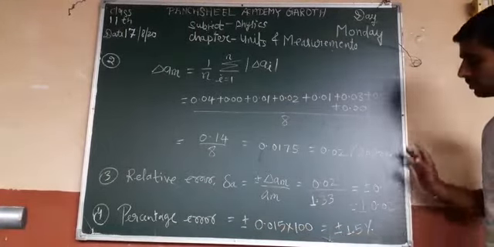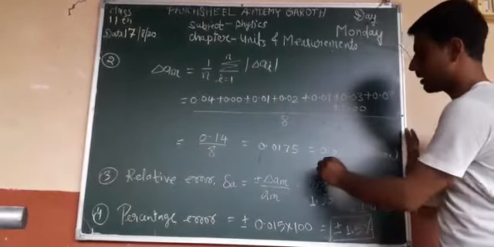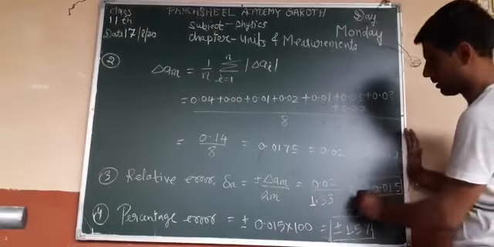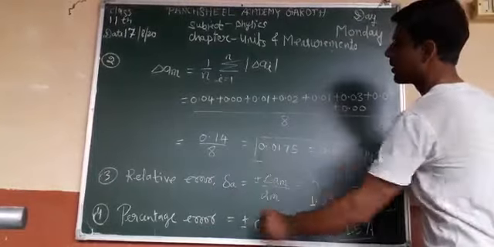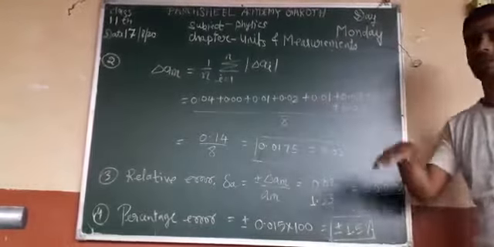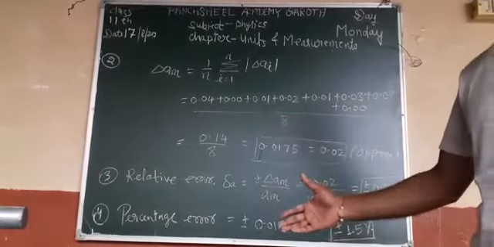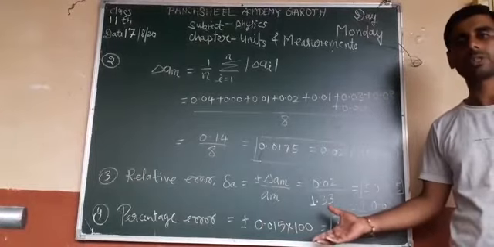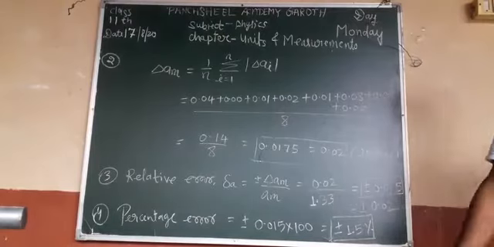So this is the main result one, this is the second result, this is the third result, and first is the average 1.33. This is the example based on error analysis. Please write in your copy and understand well.